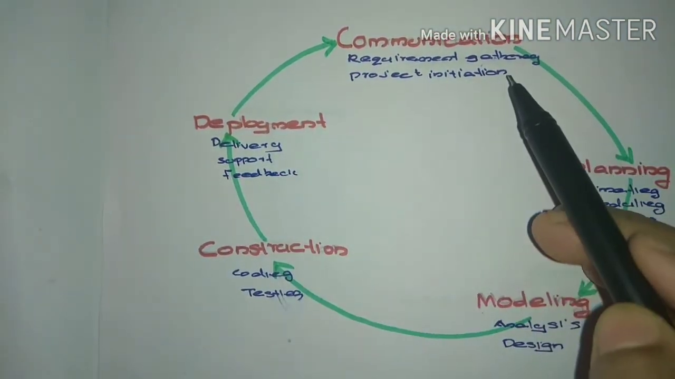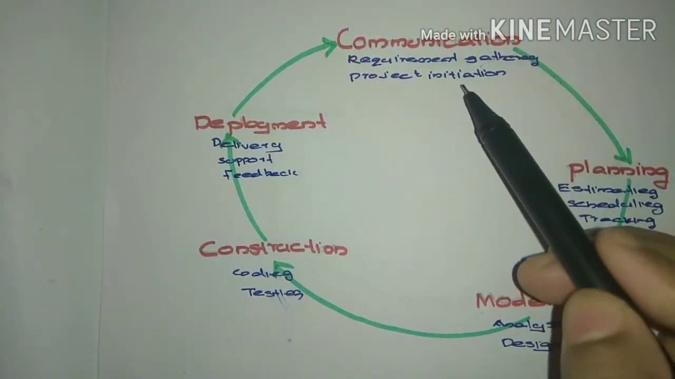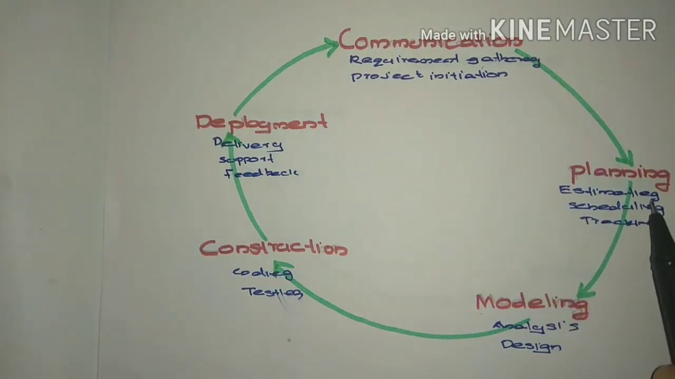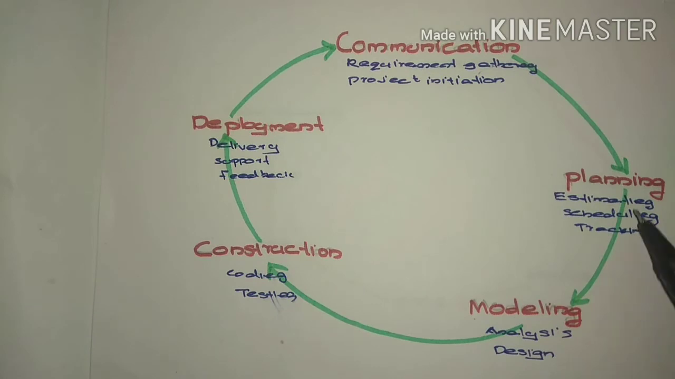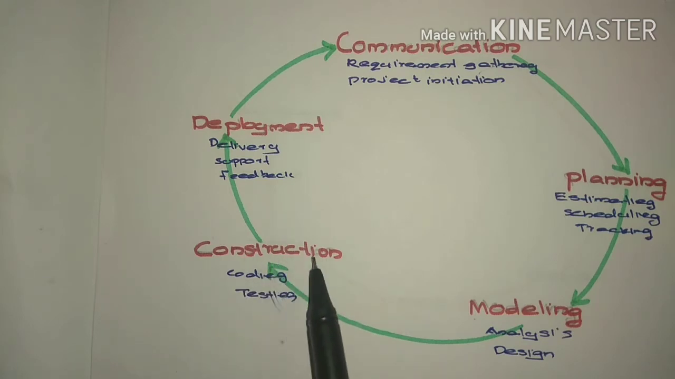So communication is mainly requirement gathering and project initiation, and in the planning phase, estimation, scheduling and tracking. After planning, they will model, that is the analysis and design. Then after getting the design, we will construct, that is coding. After coding, we will test, in the same construction phase.